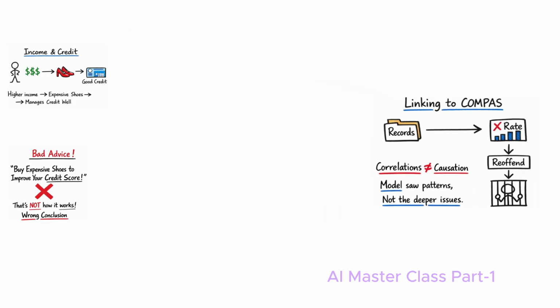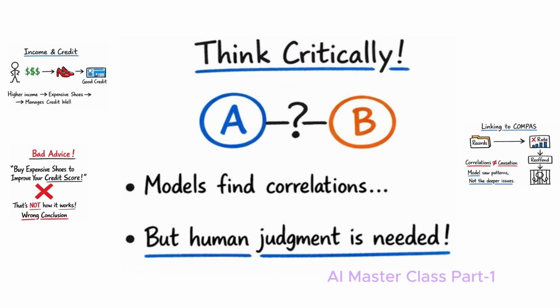So in machine learning, we have to be very careful. Models will find correlation all the time. But whether those correlations actually mean something useful, and one thing is causing the other, that requires human judgment. We can't just blindly trust patterns in data. This is why domain knowledge is so important while working with artificial intelligence. You need to understand the problem, not just the data.